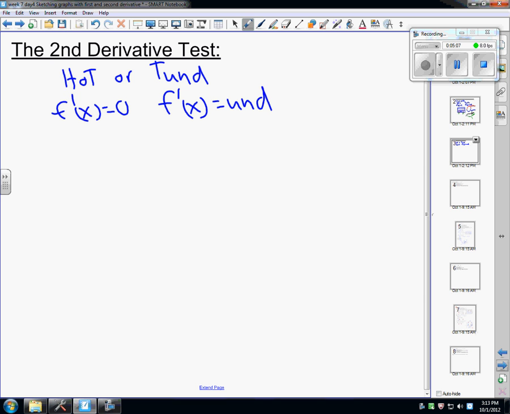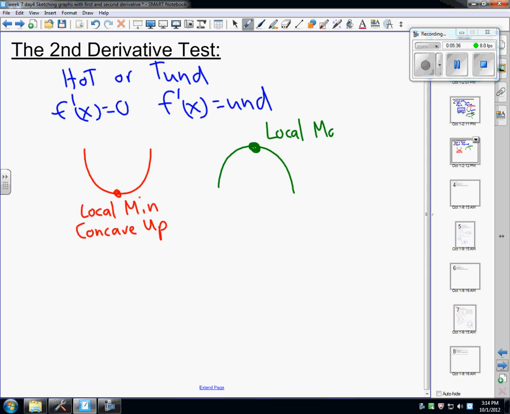But let me just draw you a local minimum, and let me draw you a local maximum, and kind of take a look at this. This guy's a minimum. What's its concavity? That's concave up. And this guy is a local maximum. And that means my concavity is down.